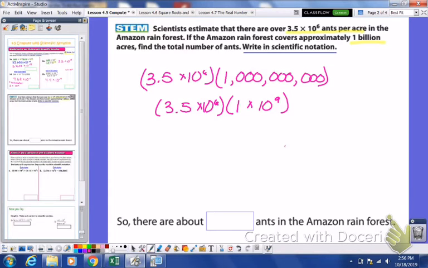So we can either do this by hand or using our calculator. This one's actually really easy to do by hand because you're taking 3.5 times 1, which is 3.5, times 10 to the, we're multiplying, so we're going to add our exponents. So 6 plus 9 gives us 10 to the 15th. So there are about 3.5 times 10 to the 15th ants in the Amazon rainforest. Okay, there's some practice with multiplying and dividing with scientific notation.